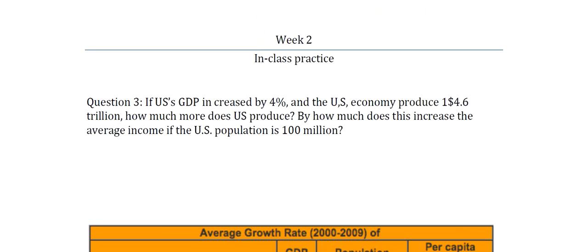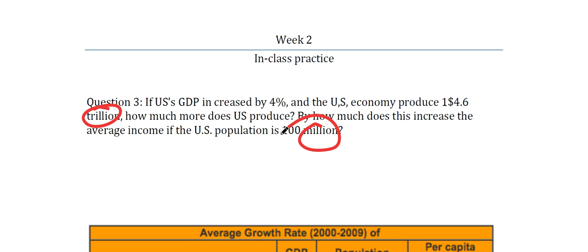If U.S. GDP is increased by 4% and the U.S. economy produces $14.6 trillion, how much more does the U.S. produce? And second part, by how much does this increase the average income if the U.S. population is 100 million? Did you notice in this question there is a tricky part? The GDP is measured in trillions, but the population is in millions. So if we are doing any calculation, the measurement unit cannot be ignored like in the previous example.